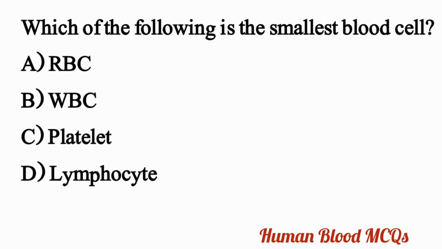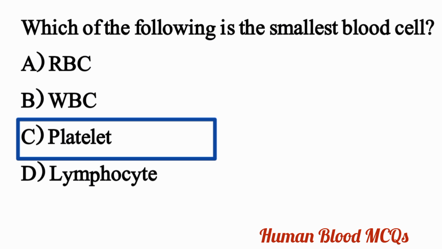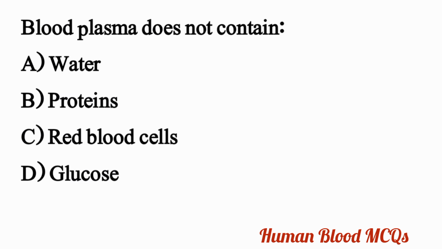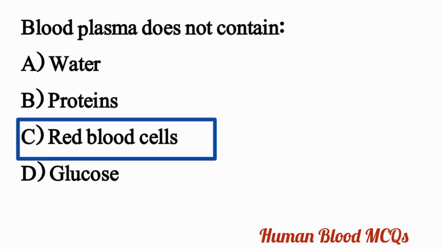Which of the following is the smallest blood cell? The right option is option C, platelet. Blood plasma does not contain. The right option is option C, red blood cells.